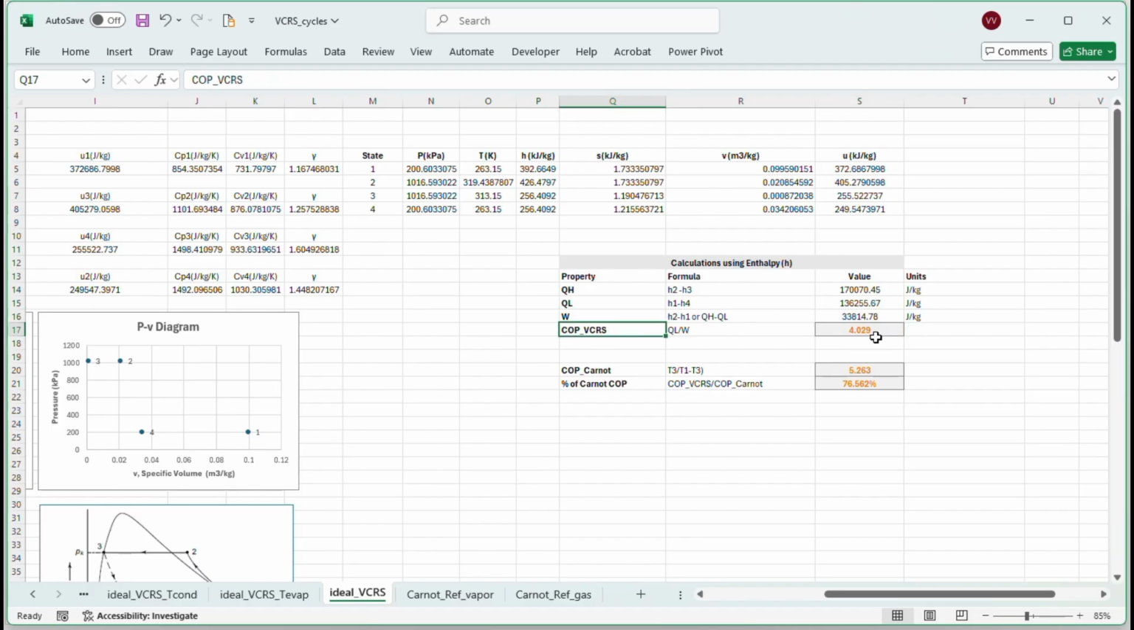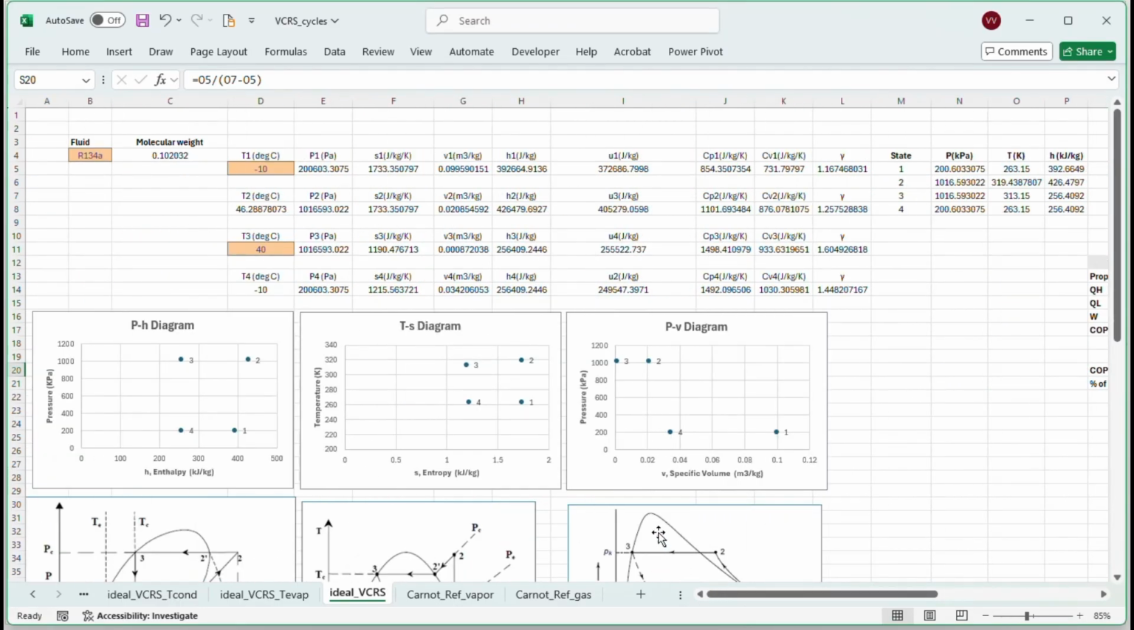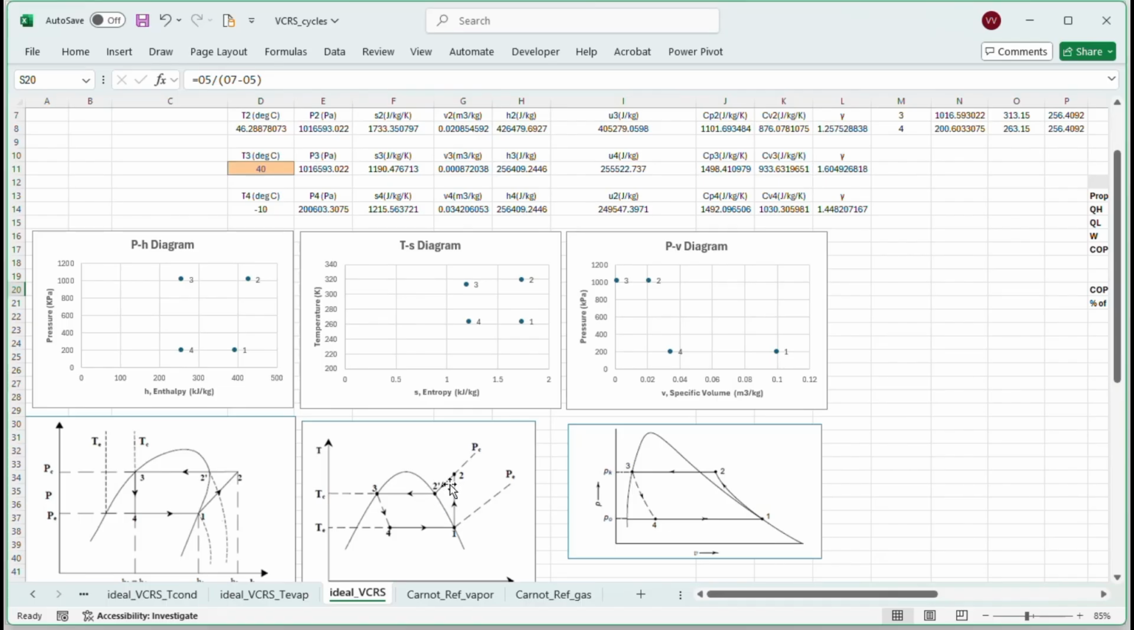Here, the COP for this particular case is calculated to be this value and the Carnot efficiency is calculated to be much higher. So the Carnot efficiency is several percentage points better than the VCRS. VCRS is only 76% of the Carnot efficiency. That's because, of course, of the two things we already mentioned: the vapor dome, sorry, the vapor horn here, and the throttling losses.